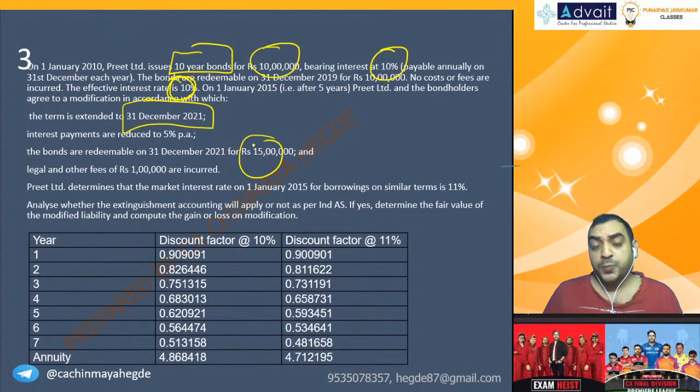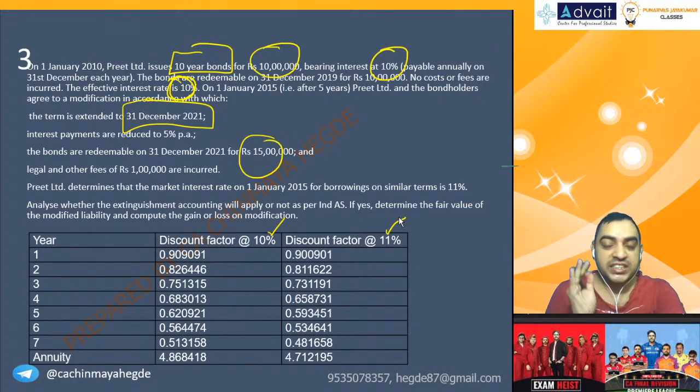But should you account for this modification? It depends whether it has a material impact. Let us come to that aspect. Legal and other fees of 1 lakh are incurred. Preet Limited determines that the market rate on 1st January for borrowings of similar term is 11%. Analyze whether the extinguishment accounting will apply or not as per Ind AS. If yes, determine the fair value of the modified liability and compute the gain or loss on modification. They have given the discounting factor for 10% as well as for 11%.